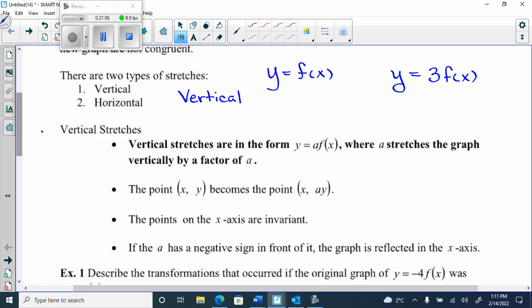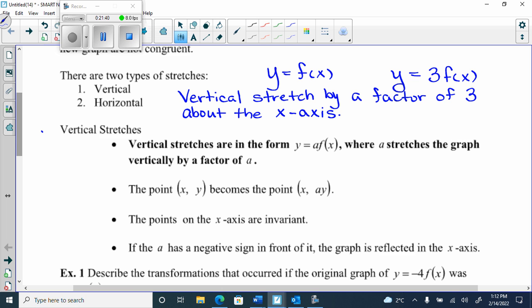Vertical stretch by a factor of, and then this is where the number comes in, by a factor of 3 about the opposite axis of what you would think. X-axis. So just like the numbers in front, when they're with the y, it's a reflection in the x-axis. This is a vertical stretch about the x-axis. All the vertical stuff is about the x, all the horizontal stuff is with the y.